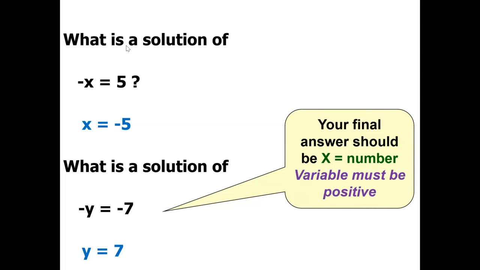So the key thing to remember here is your final answer should always be a positive variable equals the number. The variable must be positive. The number can be positive or negative. This is how we want our end result when we solve any linear equation. If it's already a positive variable, you're not supposed to change anything.